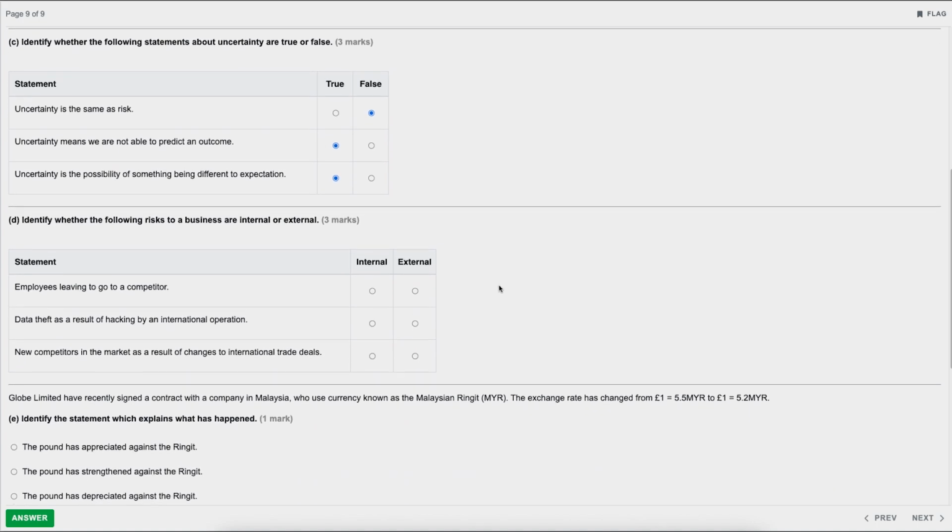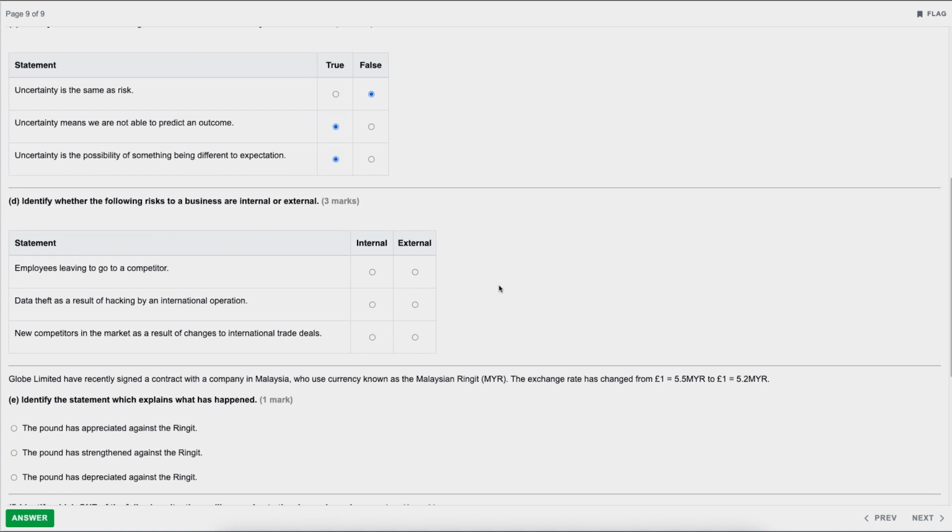Okay, moving down to part D. Identify whether the following risks to a business are internal or external. So statement one, employees leaving to go to a competitor. So because employees are internal, the risk is internal. So although a competitor would be classed as external, because it's referring specifically to employees leaving, the fact that they're going to a competitor actually is somewhat irrelevant. Whether they were just leaving because they wanted to leave the business or to go to a competitor, like I said, would have no impact on whether it was internal or external.